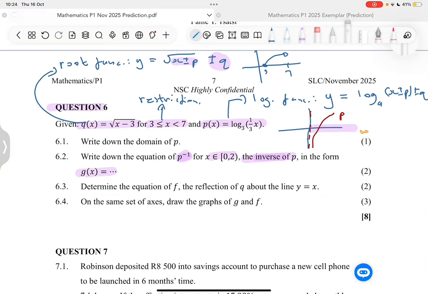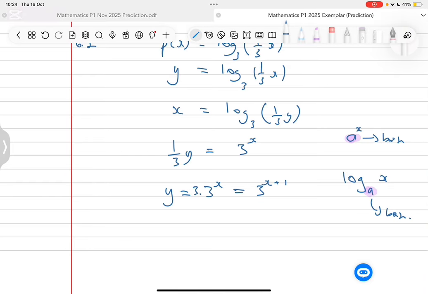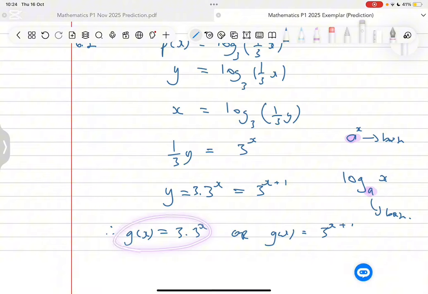Now remember, the question requested that we write this function in the form of g of x. So it means I'm going to say g of x is equal to 3 to the power x plus 1, or it is also acceptable to simplify further and leave it at that. Both these two functions are the same. And what this function is really telling us is that we have an exponential function which has been shifted to the left by 1 unit.